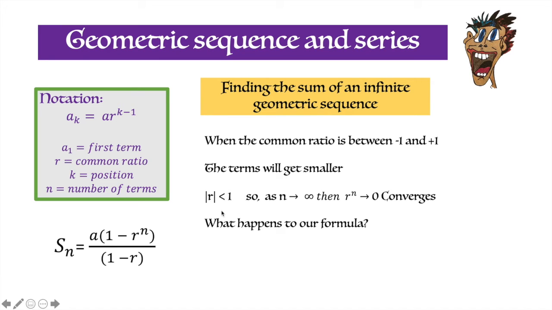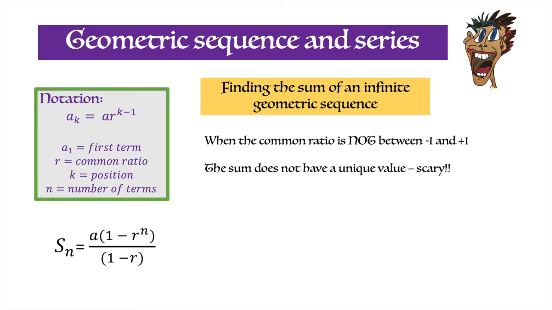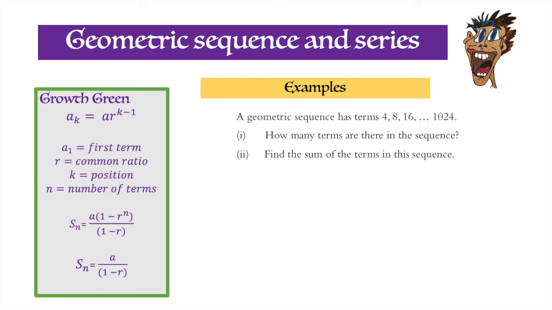Okay, what happens therefore to our formula here? Well, nice and neat. It's literally the r to the n goes to 0, so I'm left with a over 1 minus r. And that's a very nice formula to use. Remember, it only works when r is between -1 and +1. If it's not, and you're trying to find the sum of an infinite geometric series, you'll have more than one value. And so therefore you can't use it. It's kind of scary and fun.